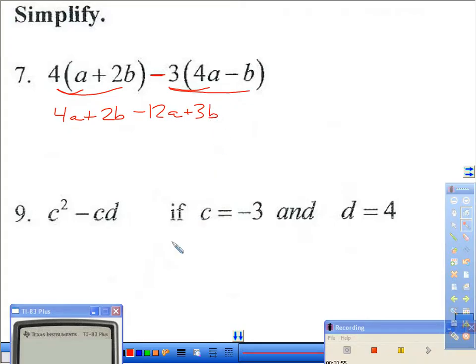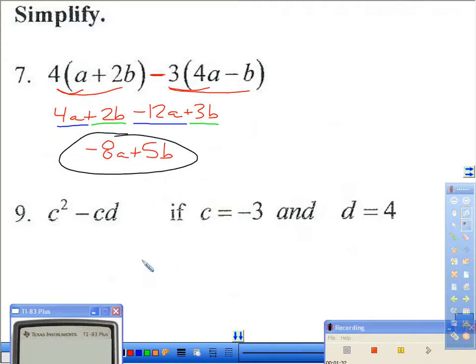At that point, we're ready to combine terms that we would call like terms. Again, like terms are any terms that have the same variables and exponents. So 4a minus 12a. And then we can say positive 2b plus 3b. So those terms that are underlined in the same colors can be either added or subtracted depending on what they say. So 4a minus 12a would give us negative 8a, and 2b plus 3b gives us positive 5b, so plus 5b. At this point, we don't have any more like terms, so this would be our answer to number 7.